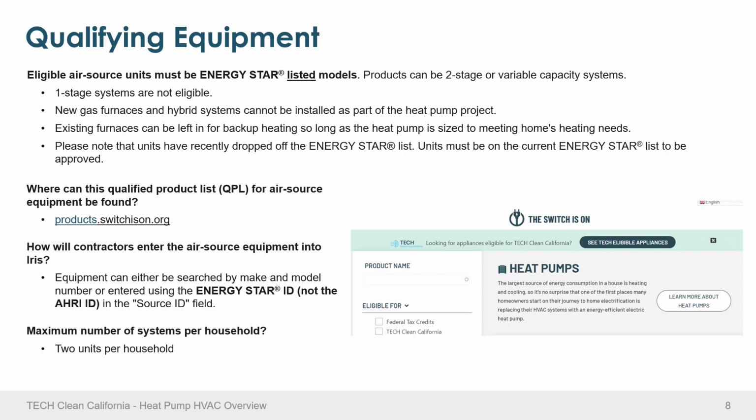To enter the equipment in IRIS, you'll need to enter in the Energy Star ID in the Source ID field. Please note, this is different than previous iterations as it is not the AHRI ID. And finally, a maximum number of systems per household is 2.